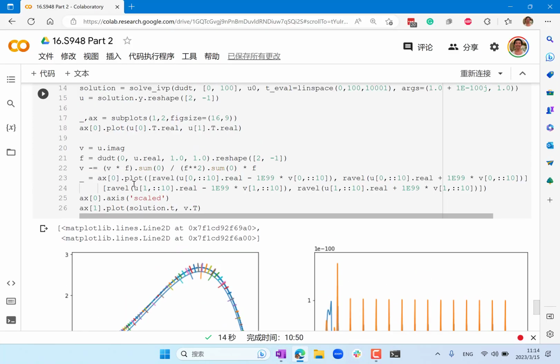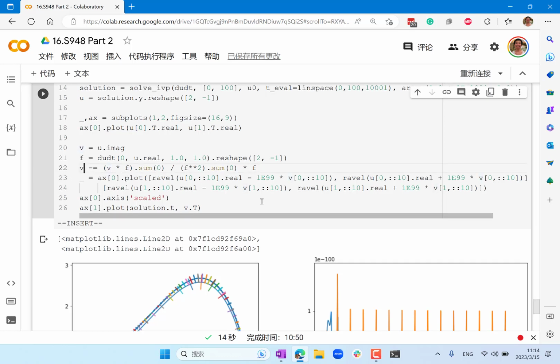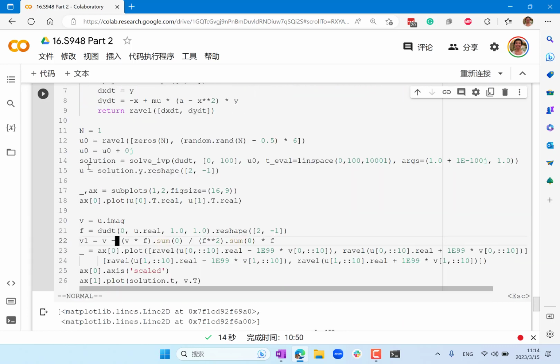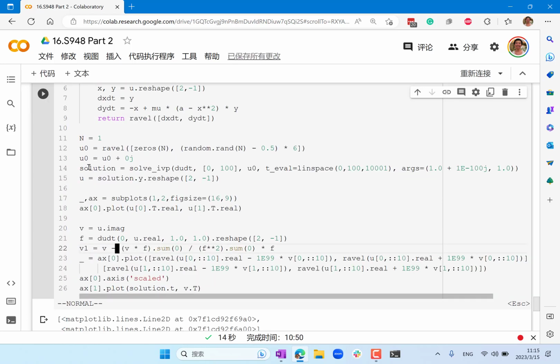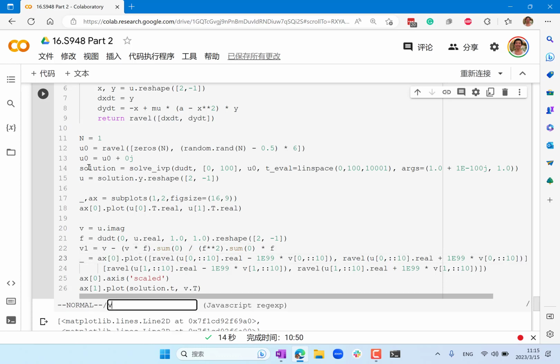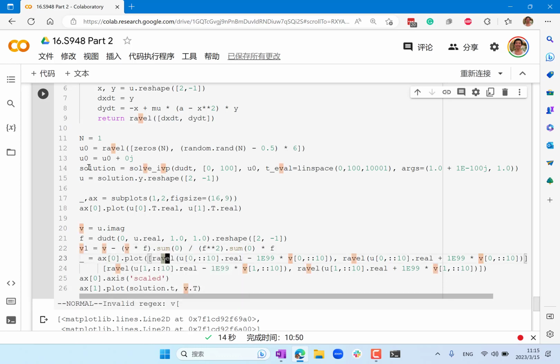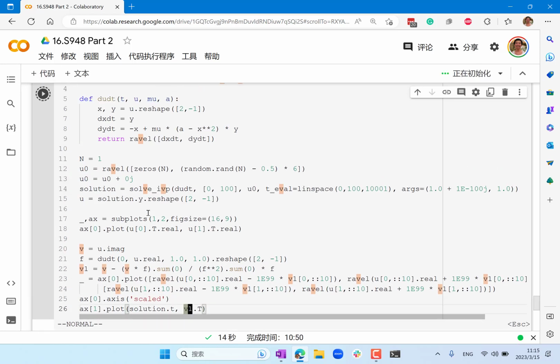How do we do that? Here, we already obtained the V, the solution. Let me call V1 equal to V minus that projection. That is the solution to our first tangent equation corresponding to delta F1. And whenever I have V, let me just change it to V1. Okay, let's run this and make sure it works.